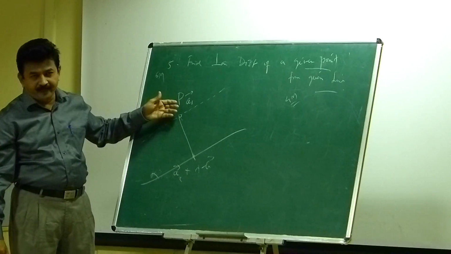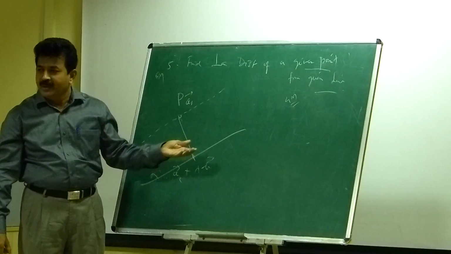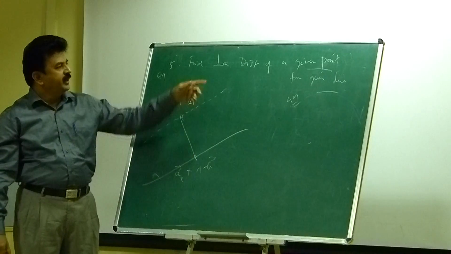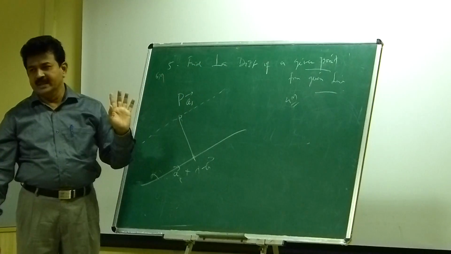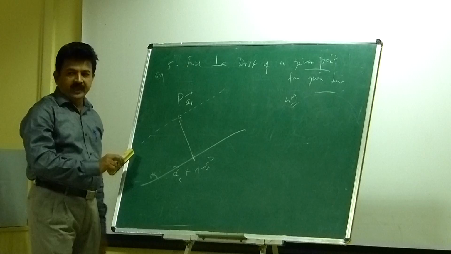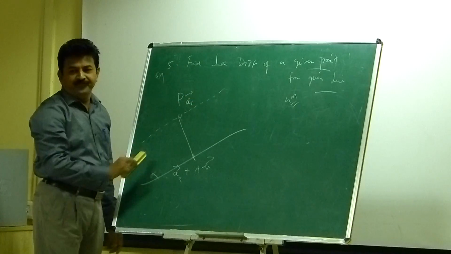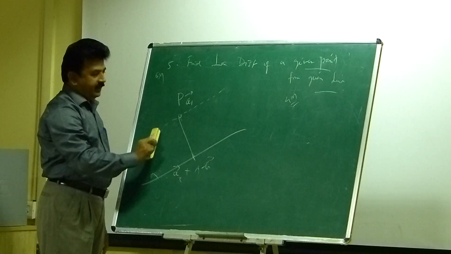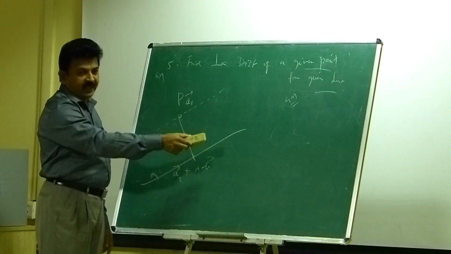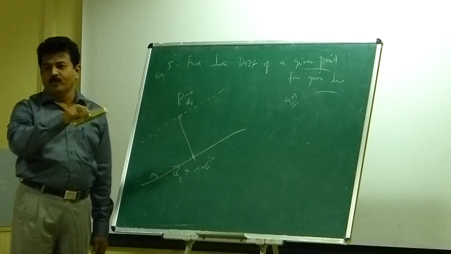Do A2 minus A1, do the cross product, divide by mod of B vector, and you land on the perpendicular distance. All you need to do is let us imagine a line through P parallel to the given vector. We know the distance between two parallel lines.